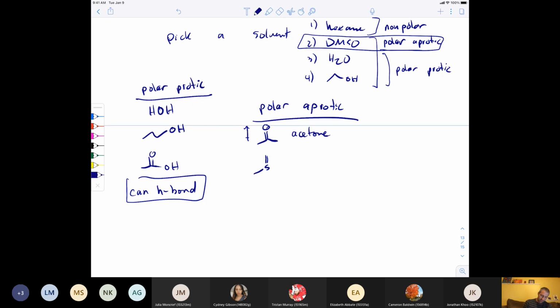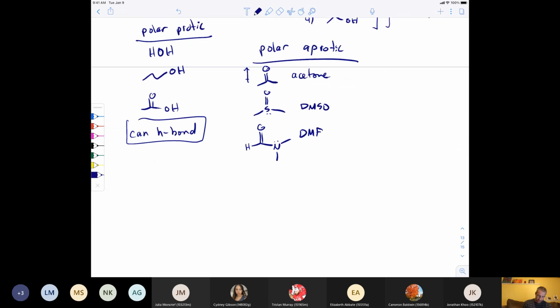DMSO looks like acetone, except there's a sulfur in it. DMF is another example. DMF is dimethylformamide. It's polar. They're not NHs, they're N-methyls. And so there's no OH, can't hydrogen bond. And acetonitrile is another common one. My personal favorite solvent.